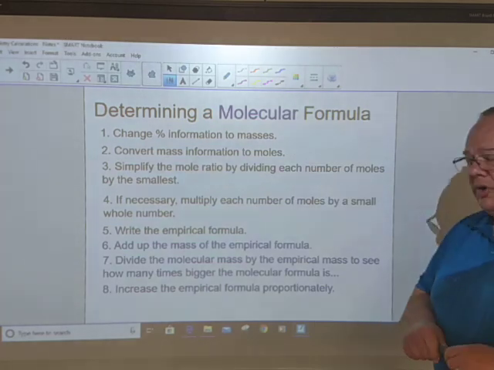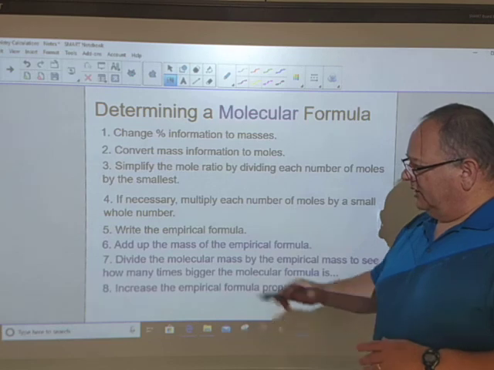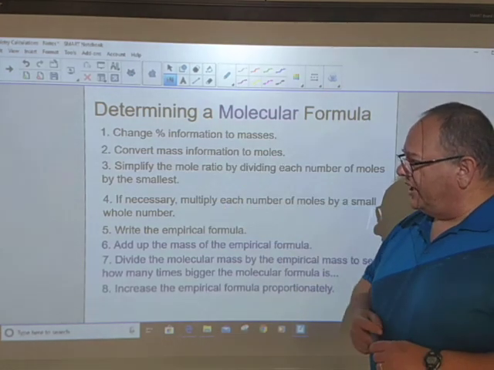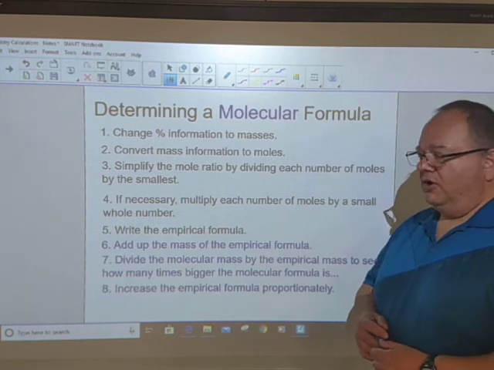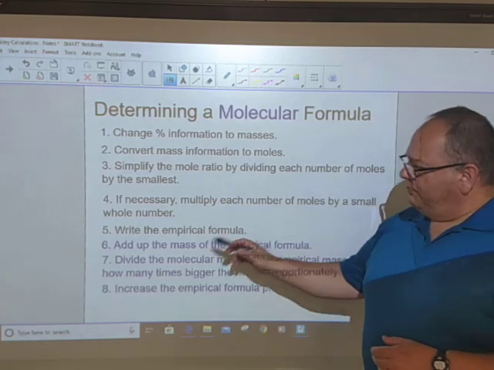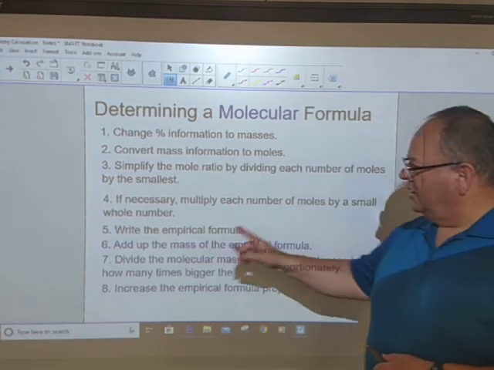I am going to keep going to the next step where we're finding molecular formula. And you notice for molecular formula, the first 5 steps are the same. So you have to find an empirical formula first. But I added 3 steps. So let's go through them.